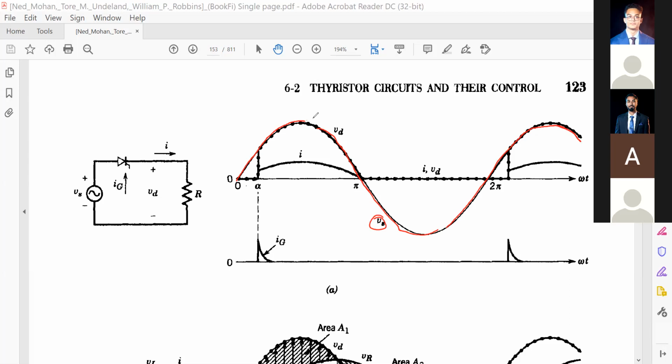Now for the positive half cycle of the half wave rectifier, is this thyristor forward biased or reverse biased? Forward biased. Okay, so to turn on any electronic device, it must be forward biased. There are two conditions to turn on the thyristor. One is that you must have the forward bias voltage, and then you must have the positive gate pulse.